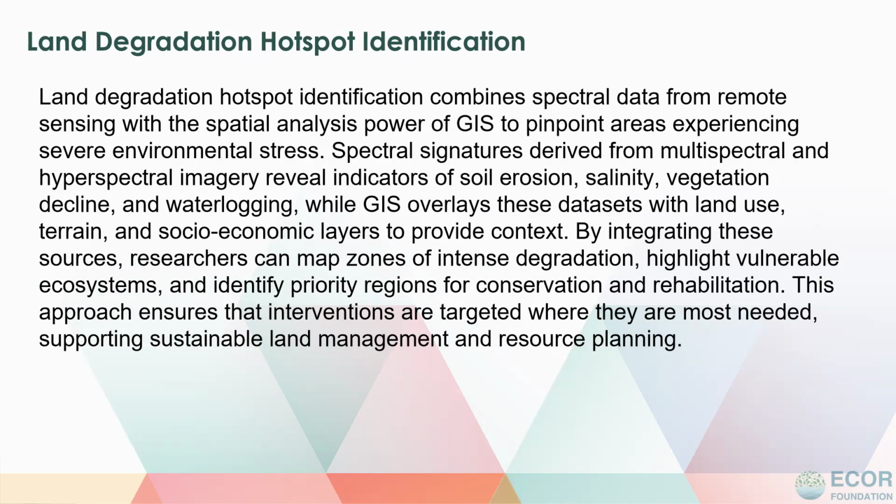Land degradation and hotspot identification. GIS allows us to combine the satellite data with terrain maps, land use data, and socioeconomic indicators. The result is a powerful system that can highlight where degradation is happening and why it is happening, and which areas need prioritized action. So these hotspot maps are extremely useful for government programs and international monitoring initiatives.